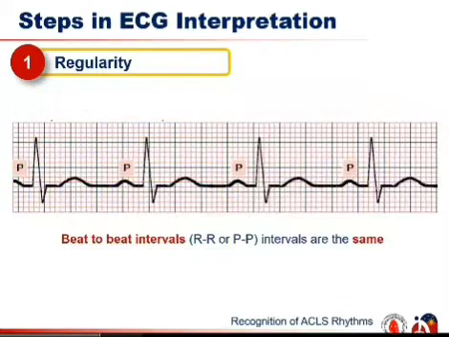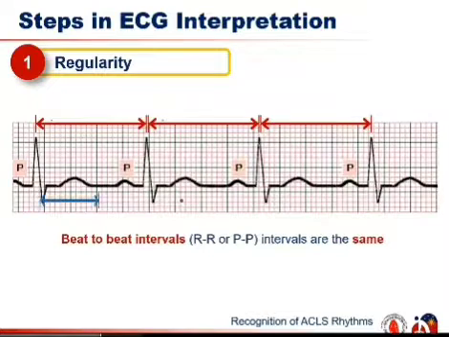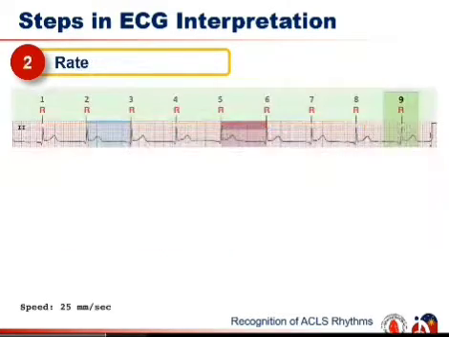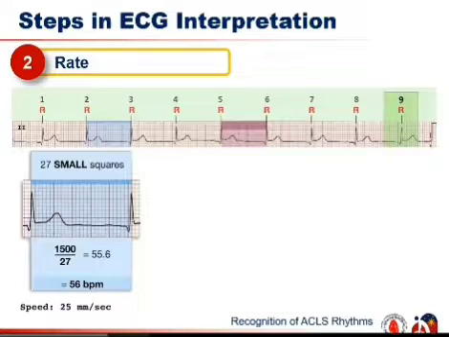Regularity is defined by measuring the R-to-R intervals and the P-to-P intervals. These intervals should be the same all throughout the strip for a rhythm to be considered regular. Rate, on the other hand, is determined by following these rules. If the rhythm is regular, you count the number of small boxes in between 2 consecutive QRS complexes and use it as a divisor to divide 1,500, which is a constant number. The number or quotient you get is the heart rate captured on the ECG.